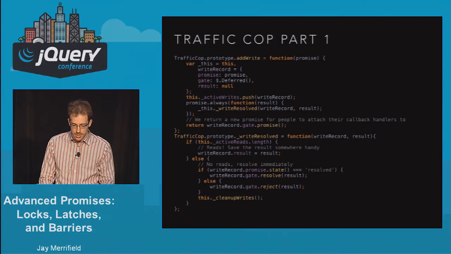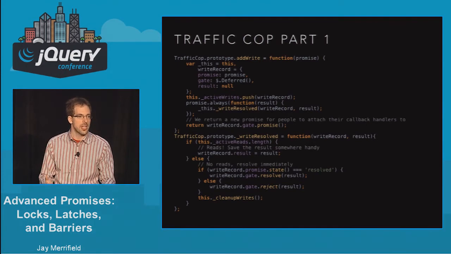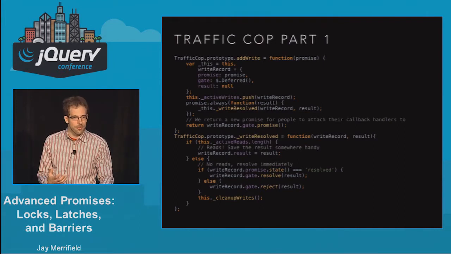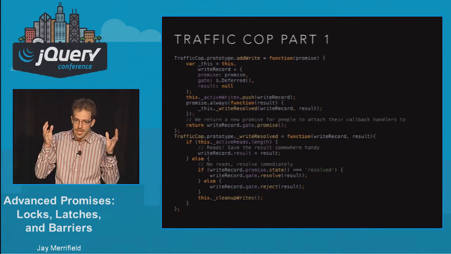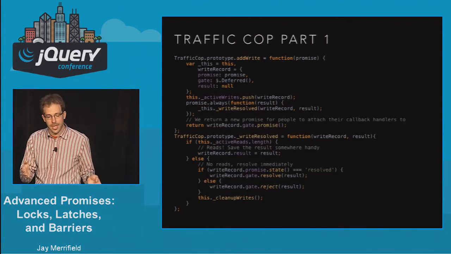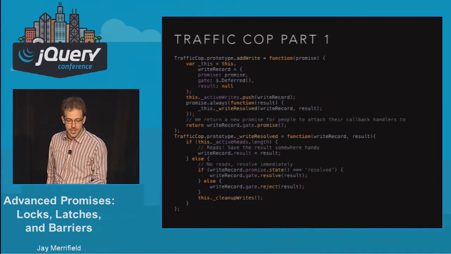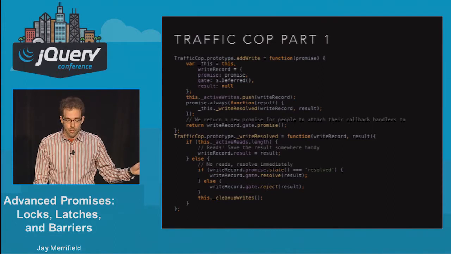And so the write in this occurrence will be an AJAX request. Just think of it that way. That will help keep reads and writes straight. So the AJAX request is coming in. And what happens when AJAX requests come in? They get written to the DOM, either by a template or something else. Well, we want to delay that. So when the write comes in, you'll see promise.always, we're going to resolve the write.